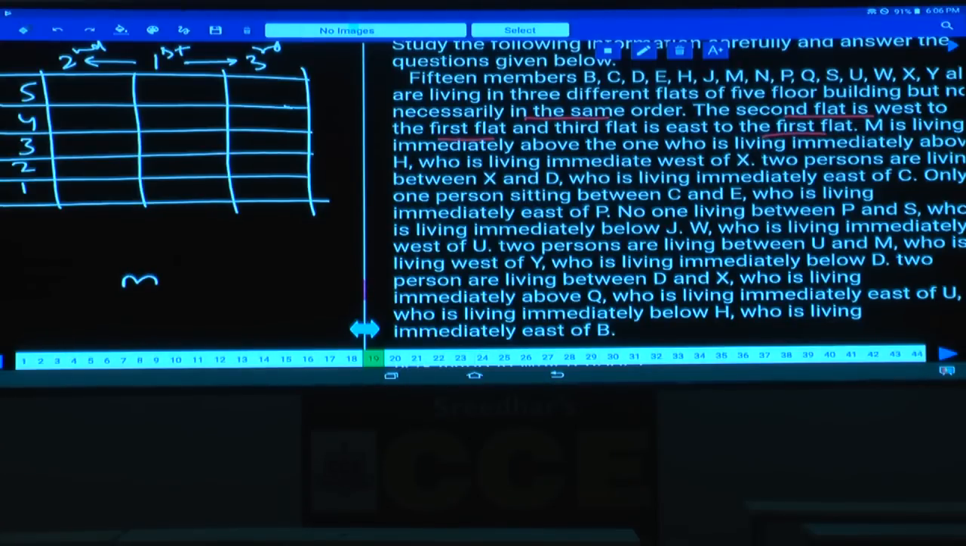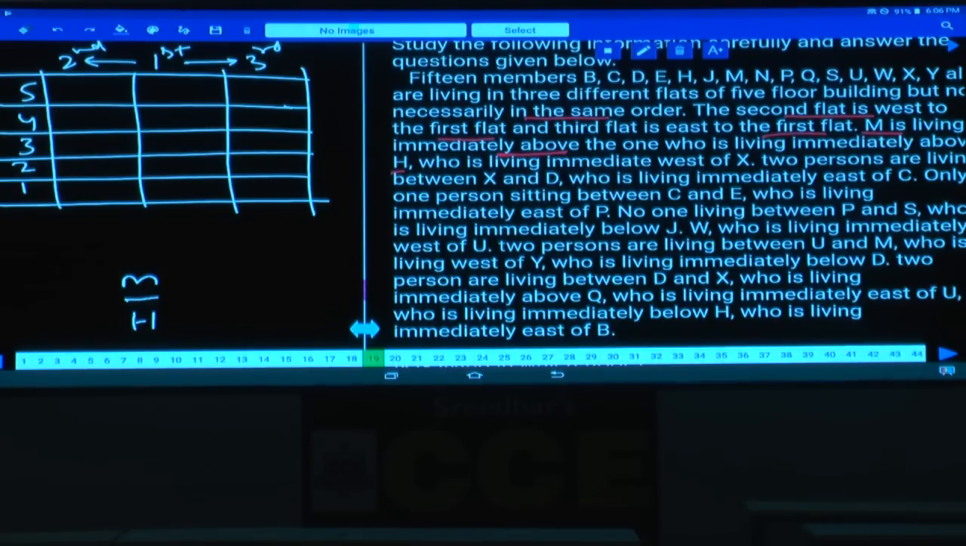Yes, listen to this information very carefully. M is living immediately above the one who is living immediately above H. Now there is a person H, and above this person H there is a person, and M is living immediately above that person. Hence between M and H there must be exactly one person.